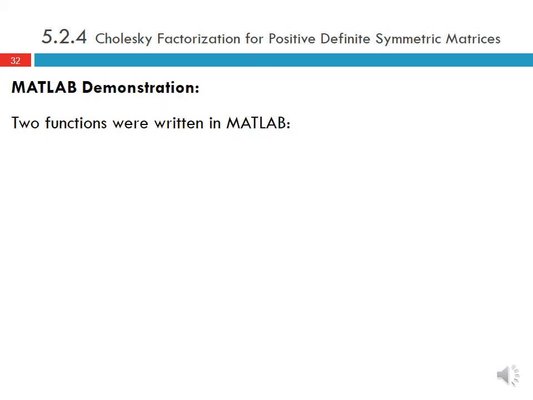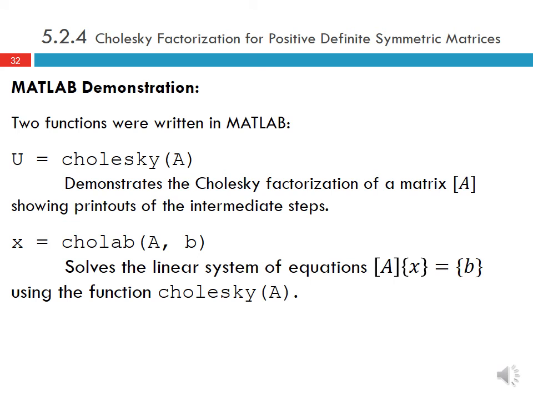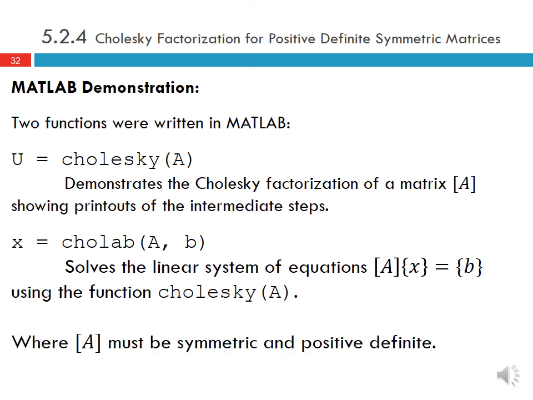So again, 2 functions were written in MATLAB. The first is called Cholesky, and it takes a matrix A and provides the upper triangular matrix U. So this demonstrates the Cholesky factorization of a matrix, showing printouts of the intermediate steps. The second is called Chol-AB, and it takes the matrix A and the vector B and produces the result X. So it solves the linear system of equations AX equals B, and it uses the function Cholesky to perform the factorization of A. It's important when you're using these functions that A must be symmetric and positive definite.